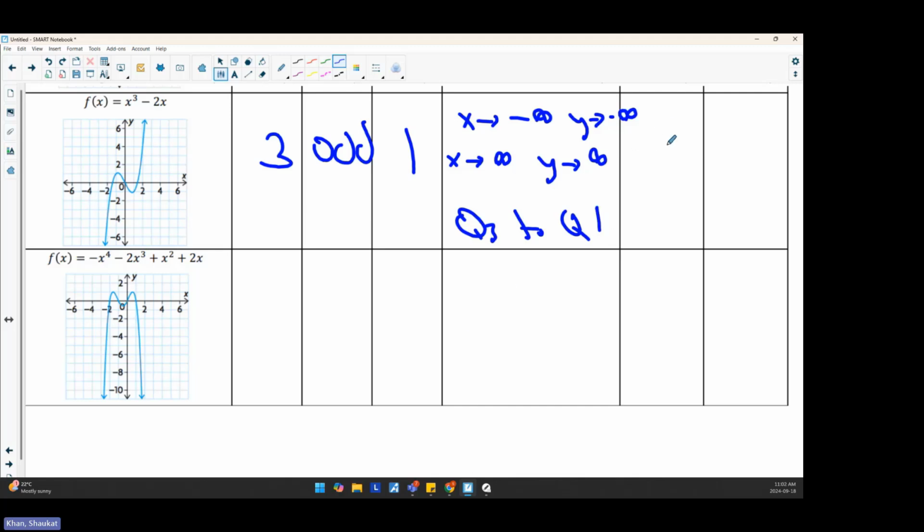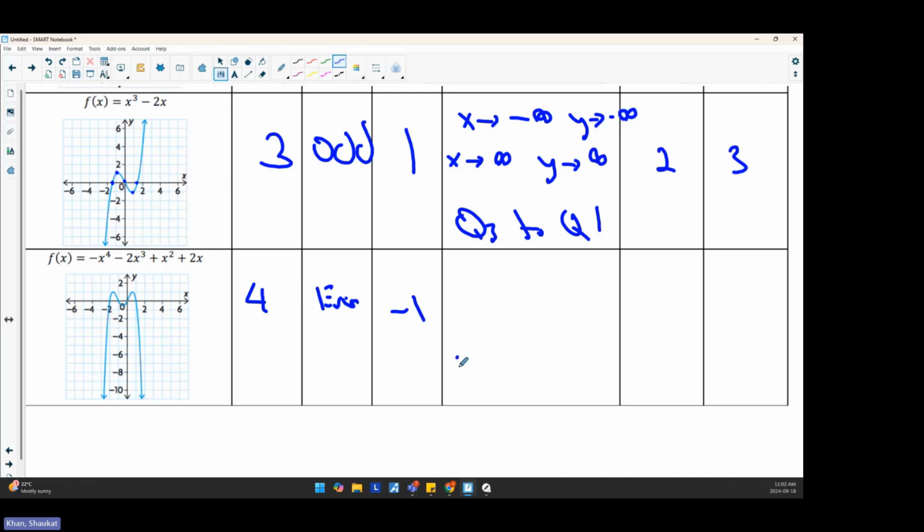Number of turning points: clearly there are 2 turning points, 1, 2. And number of x-intercepts: 1, 2, 3, so 3 x-intercepts. Here we have a degree of 4. We know that's an even number, and the leading coefficient is -1.